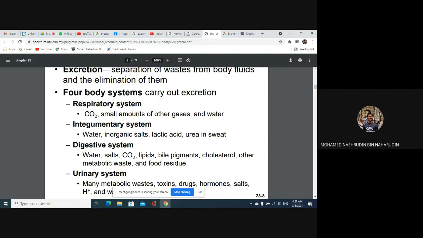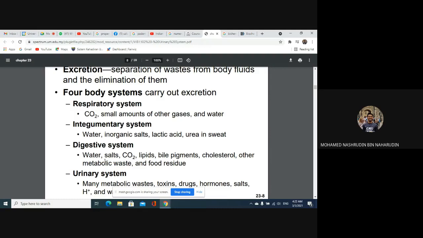Water, inorganic salt, lactic acid, and urea are in sweat. There is a high level of water. For example, if you don't sweat too much, or you're in a cold environment where you rarely sweat, the volume in your body tends to increase. Then this is where you have to excrete through the urine, because of the high level of water content produced in your body. The same goes with inorganic salt.